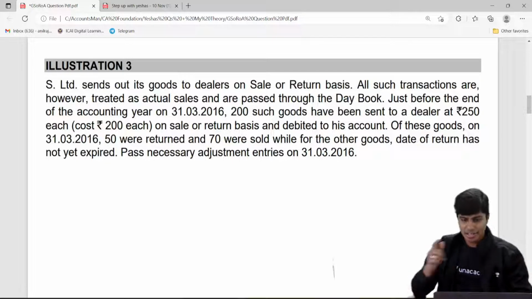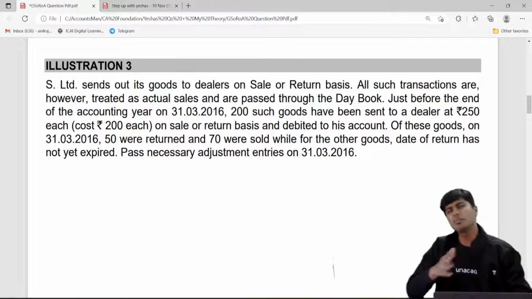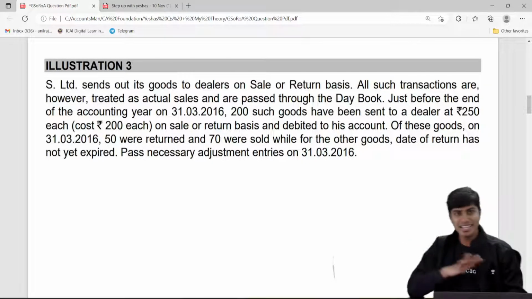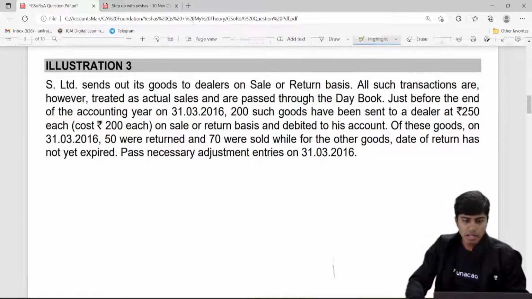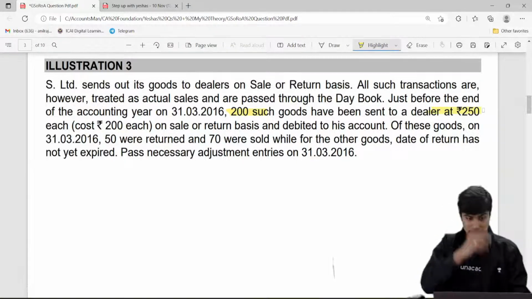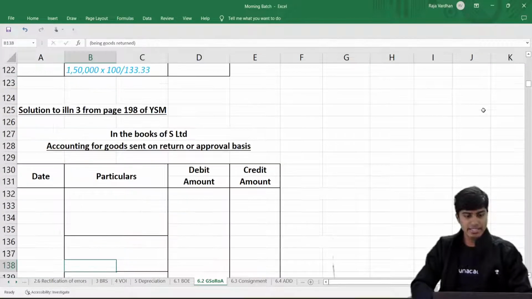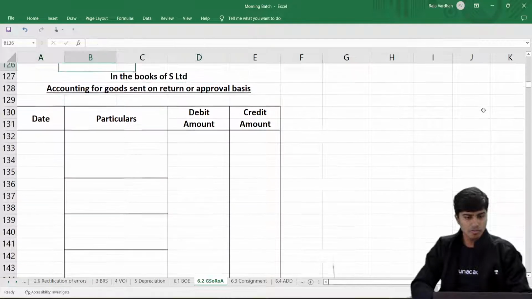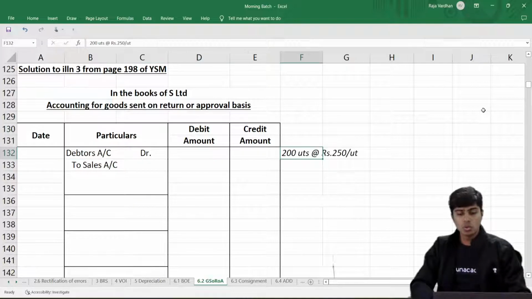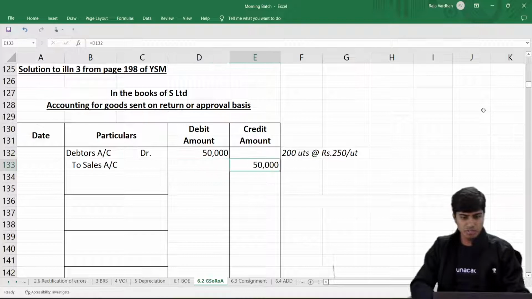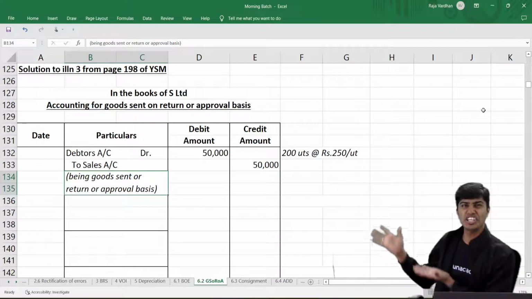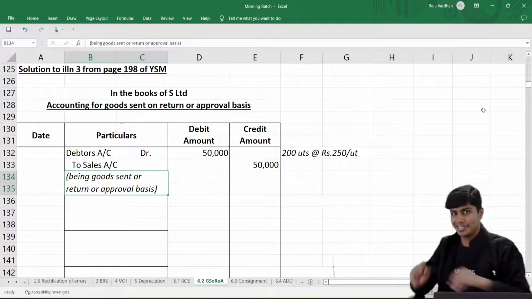Cost is 200. Let us now write this sale entry. Just before the end of the year, they've sent 200 cases. Selling price 250, cost 200. Ignore the cost of 200 for the time being. Multiply 200 with 250 and write it as sales. I will write the entry as debtors account debit to sales account, in the books of S Limited. 200 units into 250 per unit, which is 50,000. Being goods sent on return or approval basis, optimistically recorded as sale when the goods are sent.